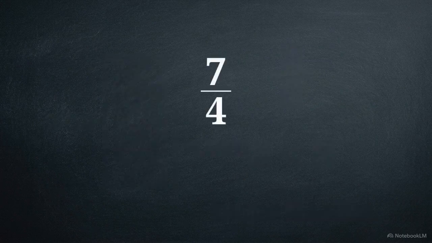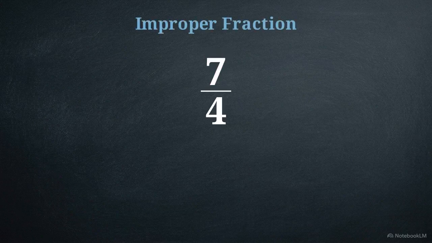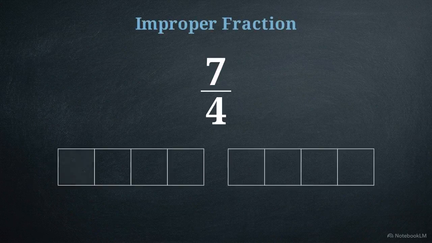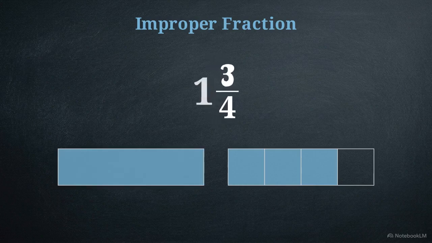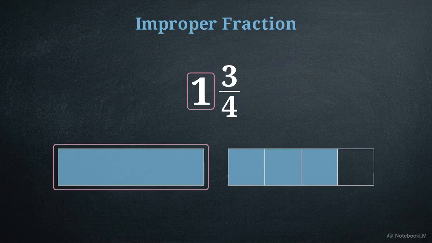Conversely, when we examine the fraction 7/4, the top value outweighs the bottom. This defines an improper fraction. An improper fraction represents a numerical value equal to or strictly greater than one complete whole. Watch as 7/4 is mechanically converted into 1 3/4. By isolating the whole number component from the fractional remainder, we create a mixed numeral.